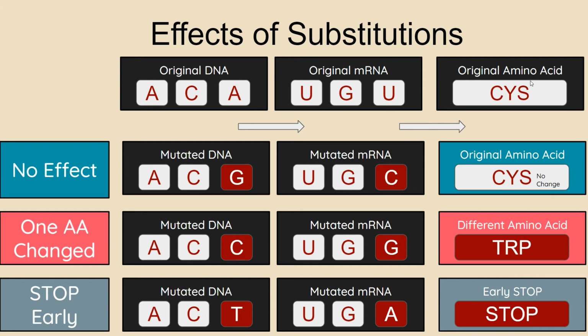The only way substitutions really make a big impact is if we accidentally substitute a letter that creates an early stop. So in the last situation, I only changed one letter, but I ended up with a stop. So that would stop the production of that protein and would, in fact, ruin it. So this would be a substitution mutation that would actually cause a huge difference in my protein. Most of the time, they cause little to no problems for the protein.